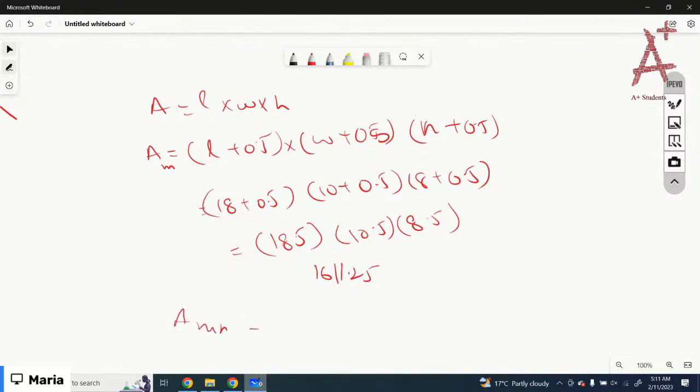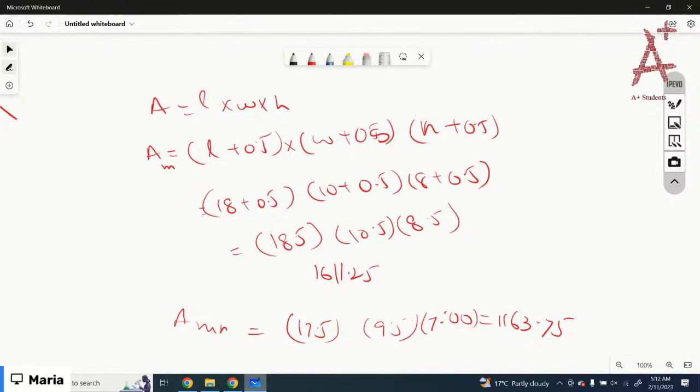Same way, you have to subtract 0.5. Got it? So 18 minus 0.5 is 17.5. 10 minus 0.5 is 9.5. And 8 minus 0.5 is 7.5. Just multiply all the values and you'll get your answer. Got it? Wait, let me do 17.5 times 9.5 times 7.5. So you have the maximum area as well, and we have the minimum area.